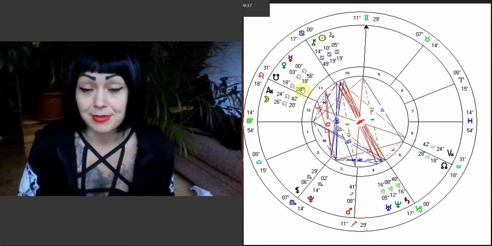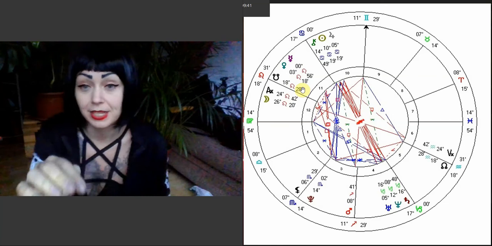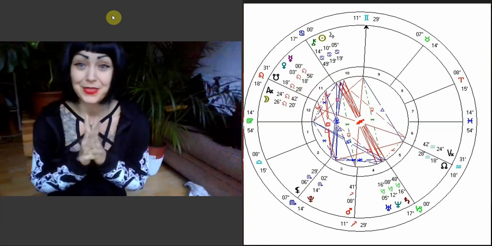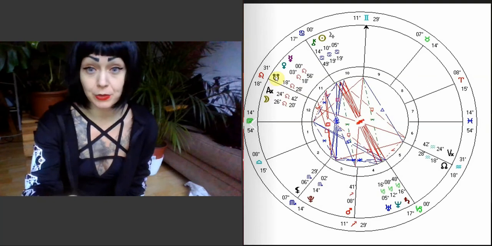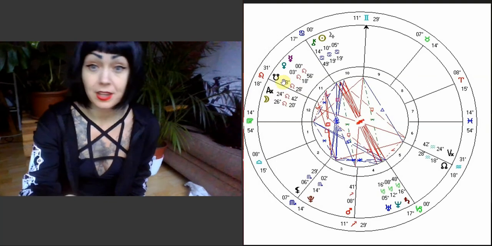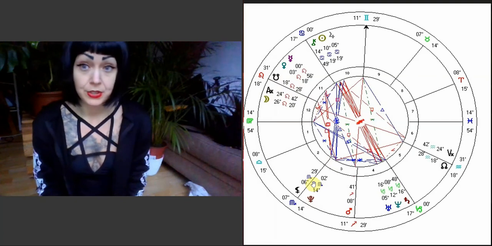And there was this instant magnetic pull. So now we're starting to construct a story here. What's happening? Okay, they met through friends, they felt a magnetic pull. There's a lot of karma to resolve because of the square of the nodes to Pluto. If the nodes make a square to anything, it's always karma to resolve, okay?